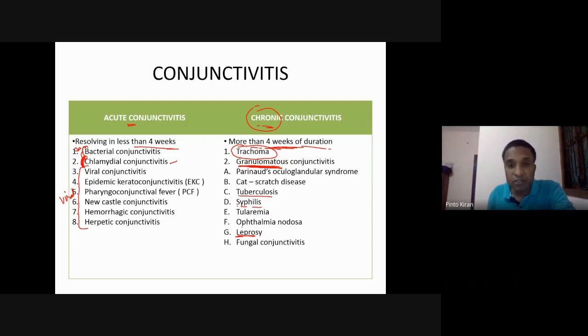Then you have something known as ophthalmia nodosa. What do you mean by ophthalmia nodosa? Whenever any foreign body falls into the conjunctival sac, maybe a stone particle, or a hair follicle, or sutures, these will induce a foreign body reaction that will again last for more than 4 weeks.